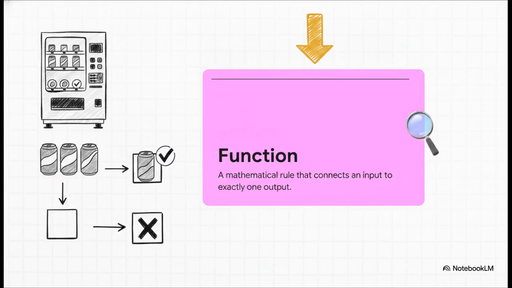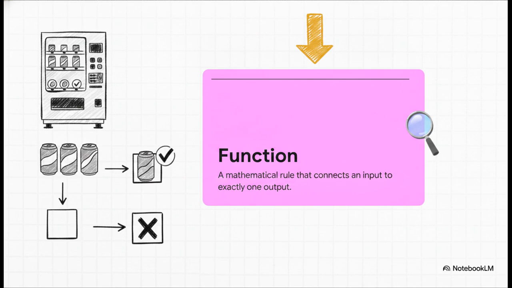That brings us perfectly to our formal definition. A function is a mathematical rule that connects an input to exactly one output. I really want to hammer that phrase home for a second. Exactly one output. Because think about it, if that vending machine sometimes gives you a Coke, but then sometimes gives you a completely different soda when you press the exact same button, well, the machine is broken.